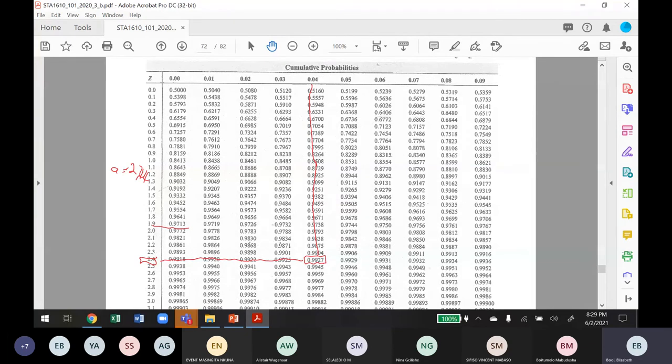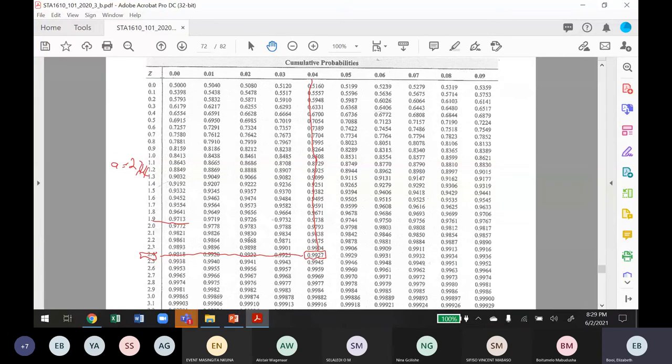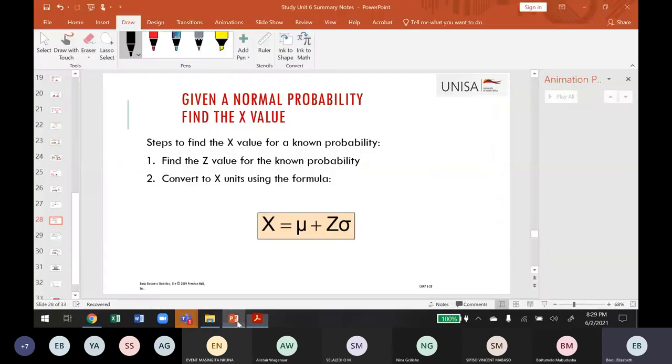So when it's greater than, remember that the probability that you're looking at was found by using 1 minus that value. Okay. So let's look at this example. And this will be our last section.